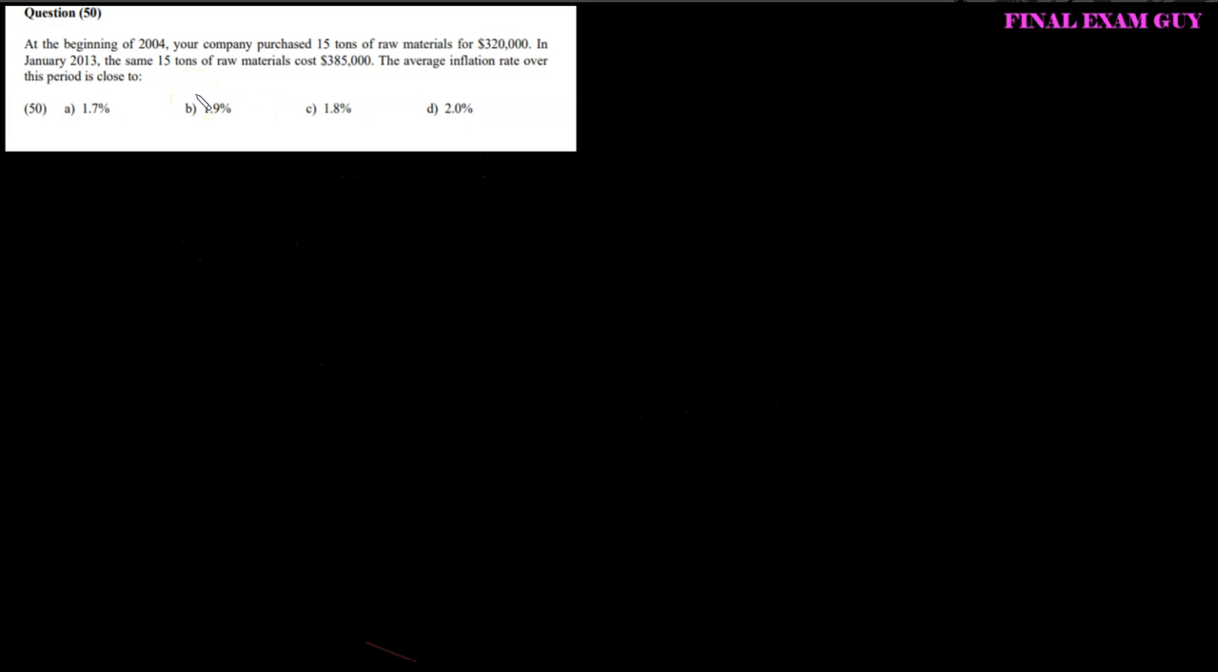Alright, so the next question might look like the previous one, but there's a difference here. At the beginning of 2004, your company purchased 15 tons of raw materials for $320,000. In January 2013, the same 15 tons of raw materials cost $385,000. The average inflation over this period is close to.